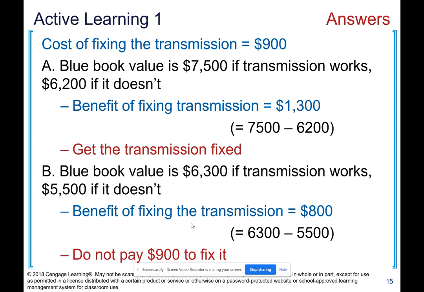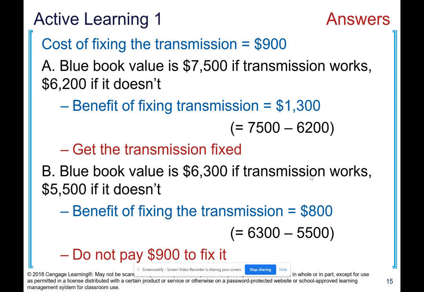The cost of fixing the transmission is $900. The blue book value is 7,500 if the transmission works, $6,200 if it doesn't. So the benefit of fixing the car is 1,300. That is 7,500 minus 6,200. The cost of fixing the car is 900. Since the cost is less than the benefit, you should go ahead and fix the transmission. Marginal benefit exceeds marginal cost.